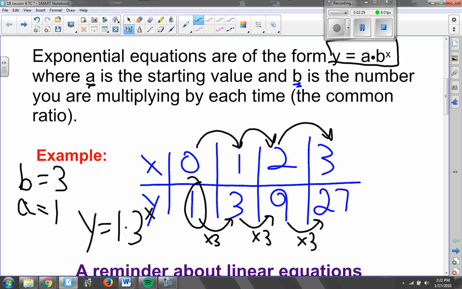Okay, it's as simple as that with exponential equations. Find your common ratio, that's your b value. Find your starting point when x equals 0, that's your a value.